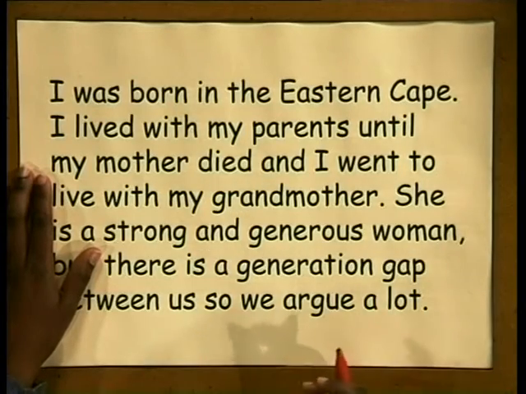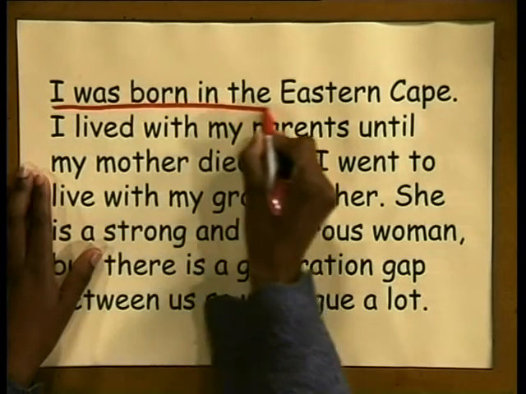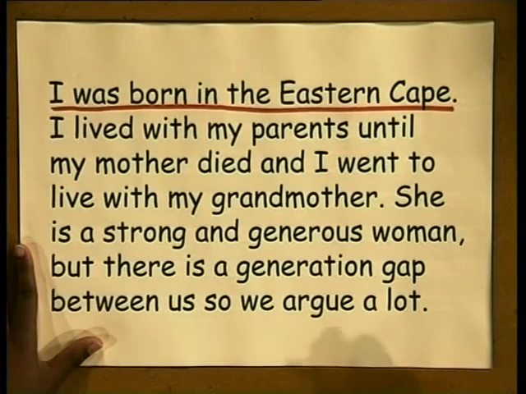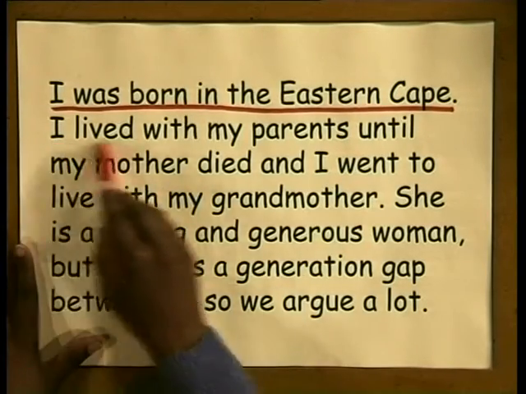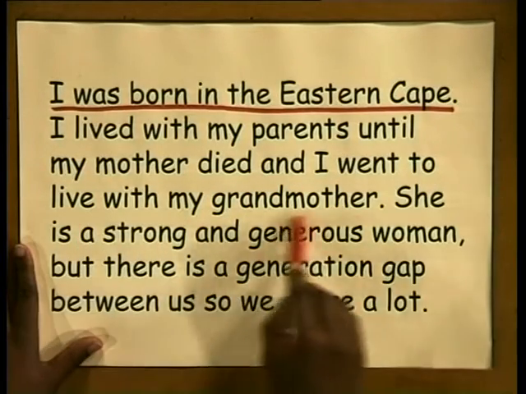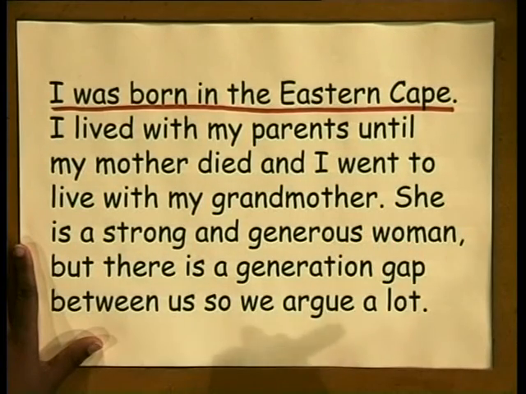What type of sentence is the first sentence an example of? I was born in the Eastern Cape. The first sentence is still a simple sentence. A simple sentence works well as it gives a brief introduction and sets the scene. The next type of sentence, I lived with my parents until my mother died and I went to live with my grandmother, is a compound complex sentence. It has two main clauses and a subordinate clause.